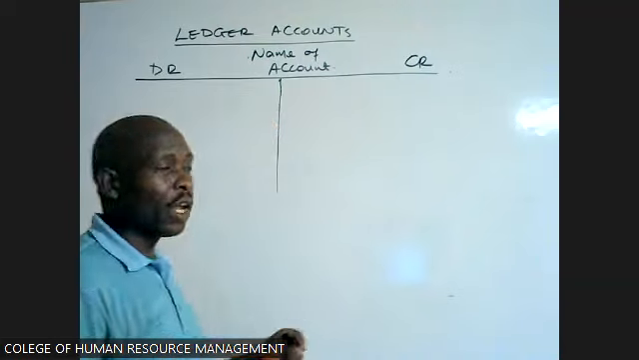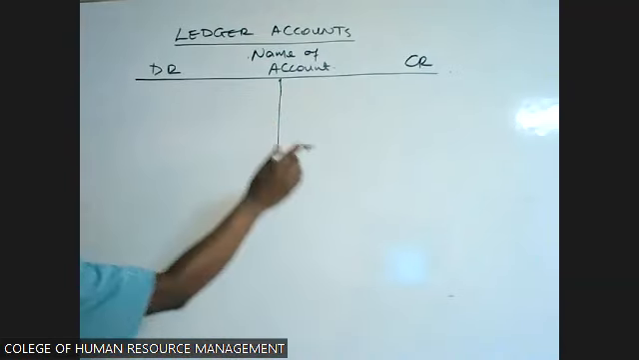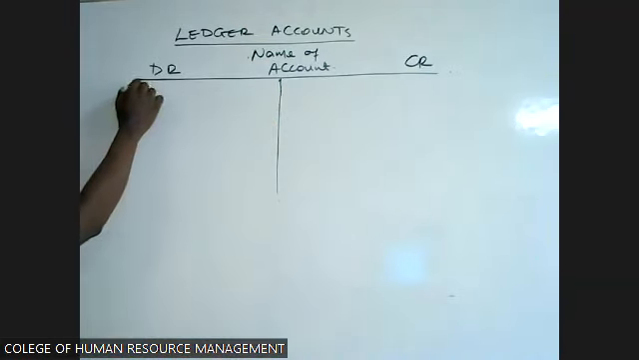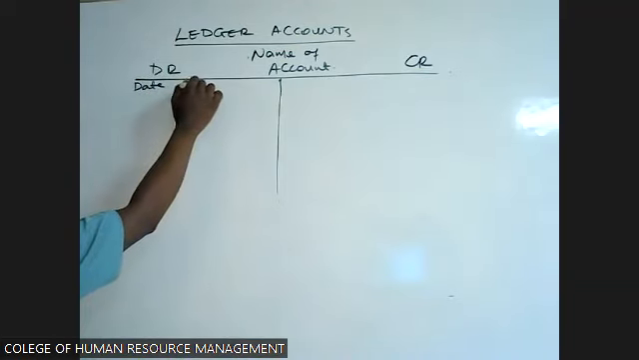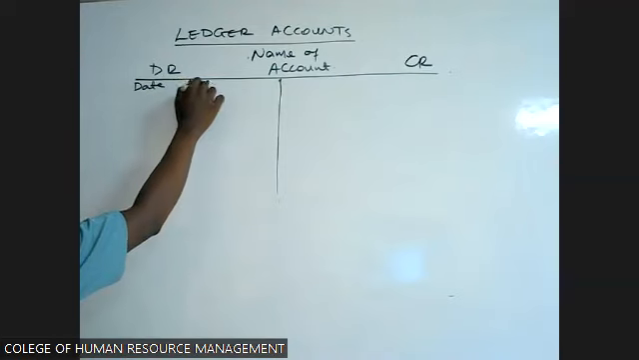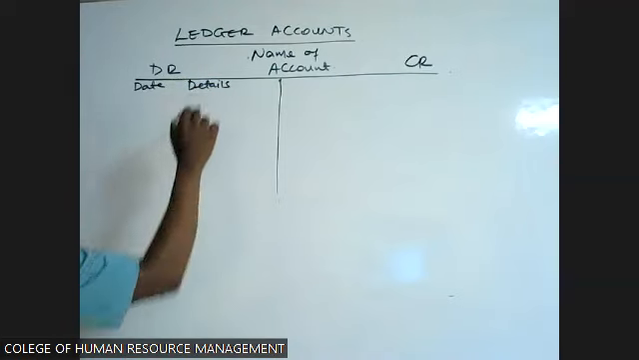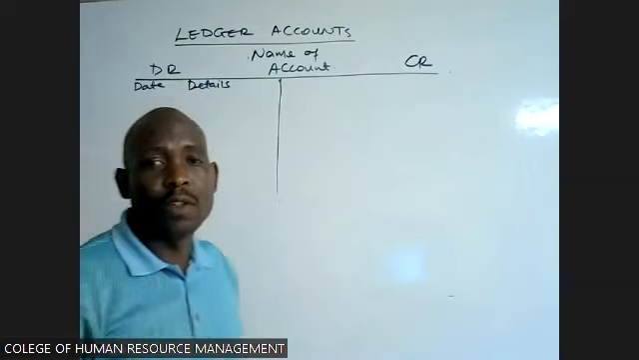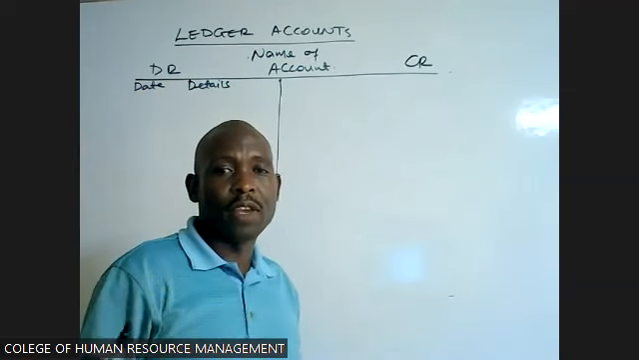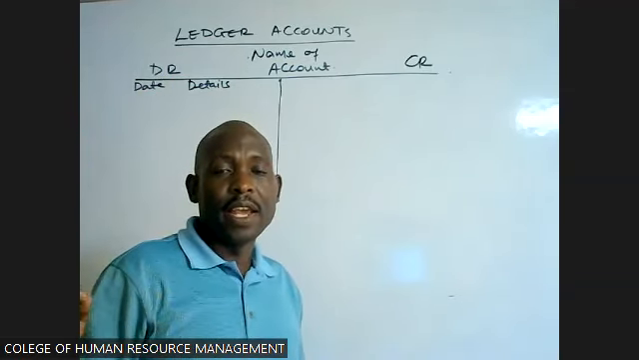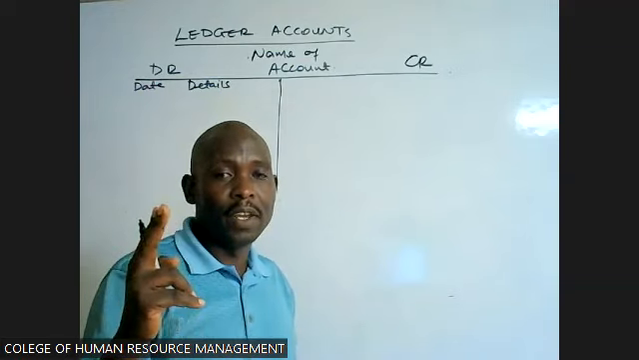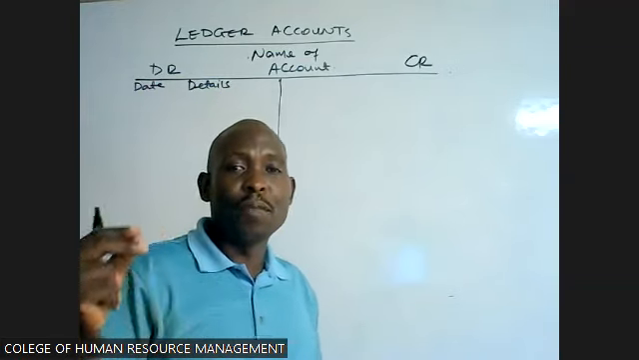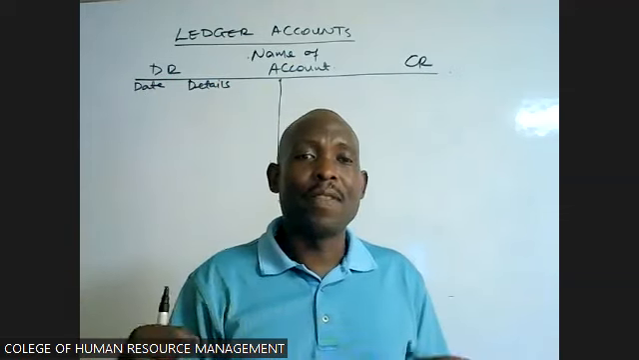And remember, as we record here, we must always ensure that we have captured the date when the transaction took place. We have the column for the details, which we normally use to record the name of the other account that is affected by the same transaction. Remember, we have said in every business transaction, two accounts are affected. So you must write the name of the other account that is affected by the same transaction.